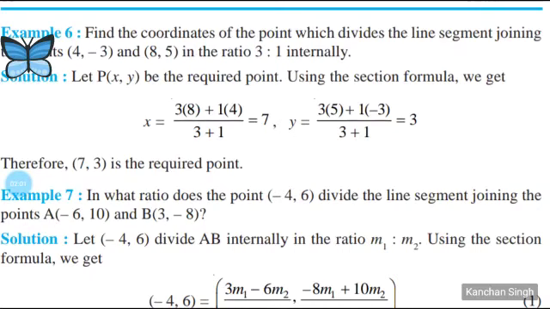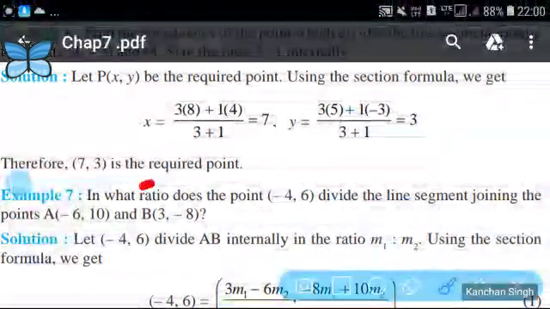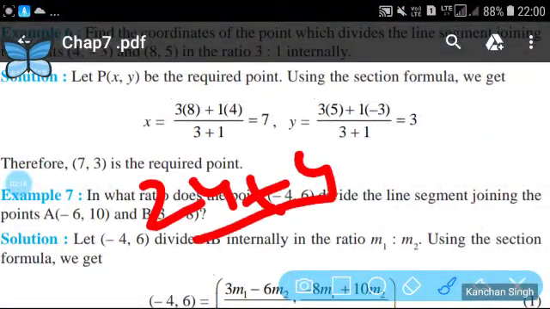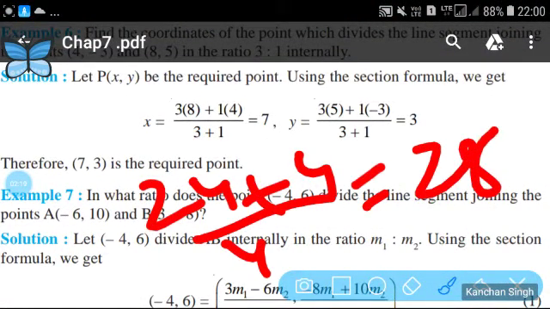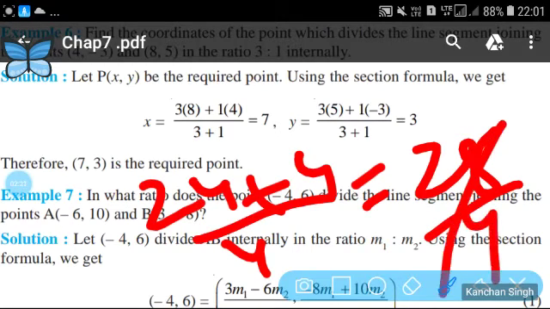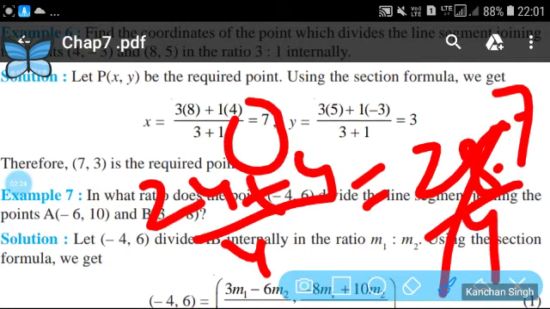So 3 into 8, m1 x2, plus m2 x1, that is 1 into 4, divided by 3 plus 1. After solving, 3 eights are 24 plus 4 by 4. So this becomes 28 by 4, which is 7. So this part is 7.